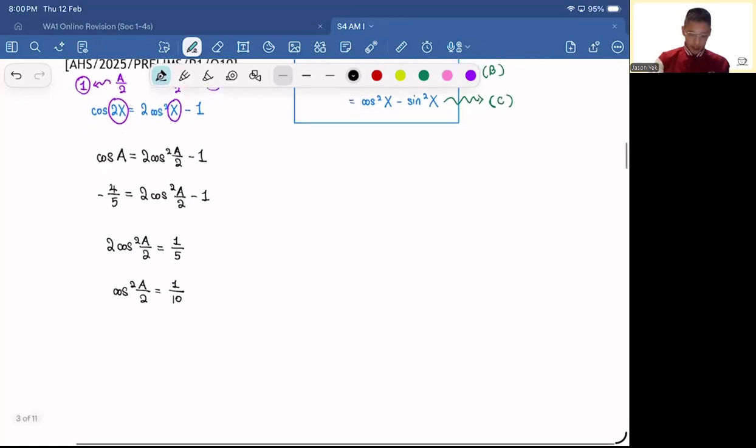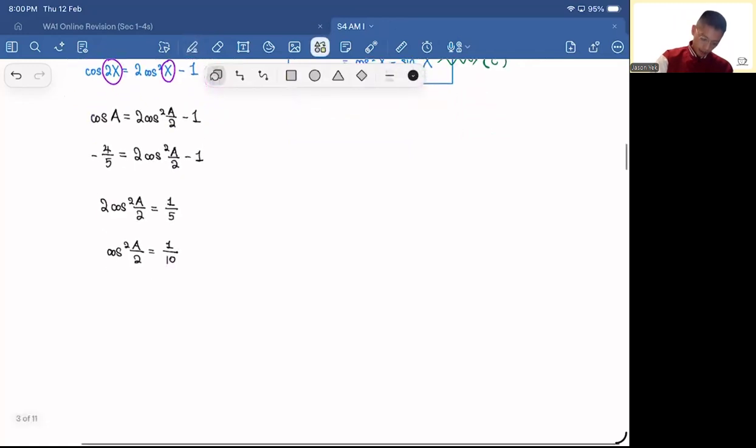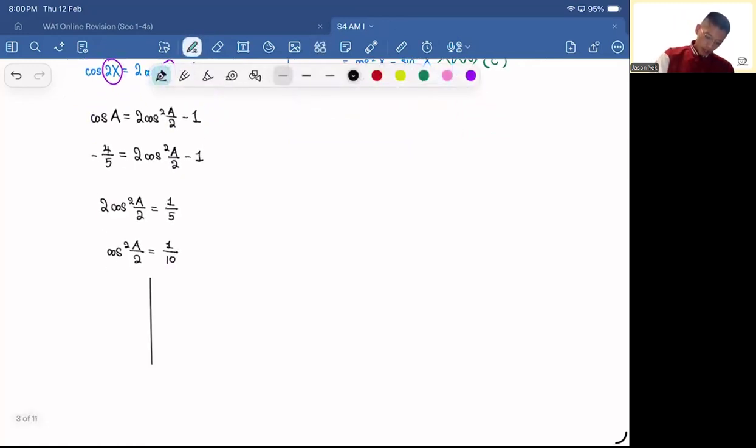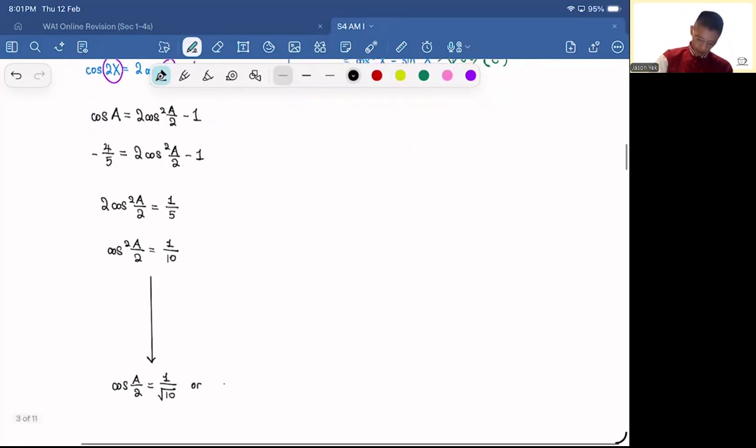And you realize over here comes the question. I'm just going to draw the arrow down first. Because the thing is, you all have learned in Sec 2, when you take the square root, there's going to be a plus minus. And in this case, this question only allows one answer.